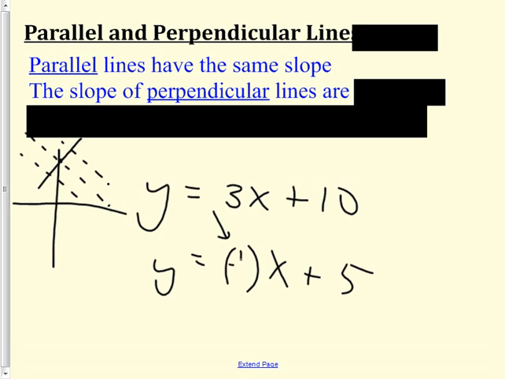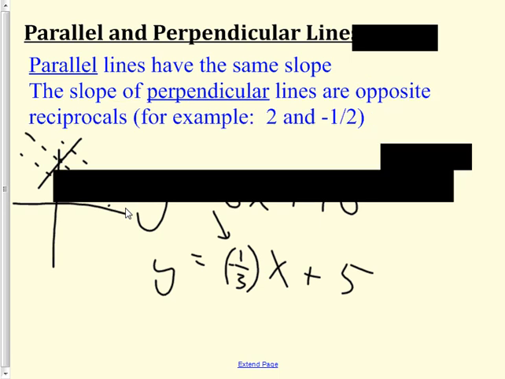Negative 1/3, you are correct. And that is an opposite reciprocal. I don't want to say negative reciprocal because if it starts out as a negative number, then you need to change it to a positive number. Right? So it's the opposite reciprocal. Opposite reciprocals, for example, 2 and negative a half.